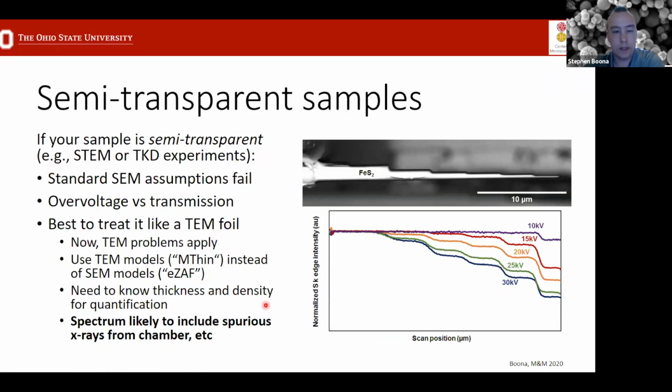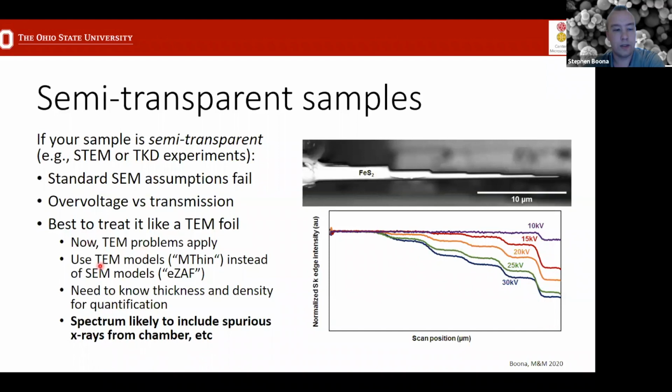The problem is that when you go to voltages that are typical for EDS collection, you end up having transmission through the sample. And so when that occurs, you can no longer apply all of the assumptions you would use for analyzing bulk samples. And instead, you have to essentially treat the material as if it's a TEM foil being analyzed at low voltage. So now you have to deal with all the problems that come up with TEM samples.